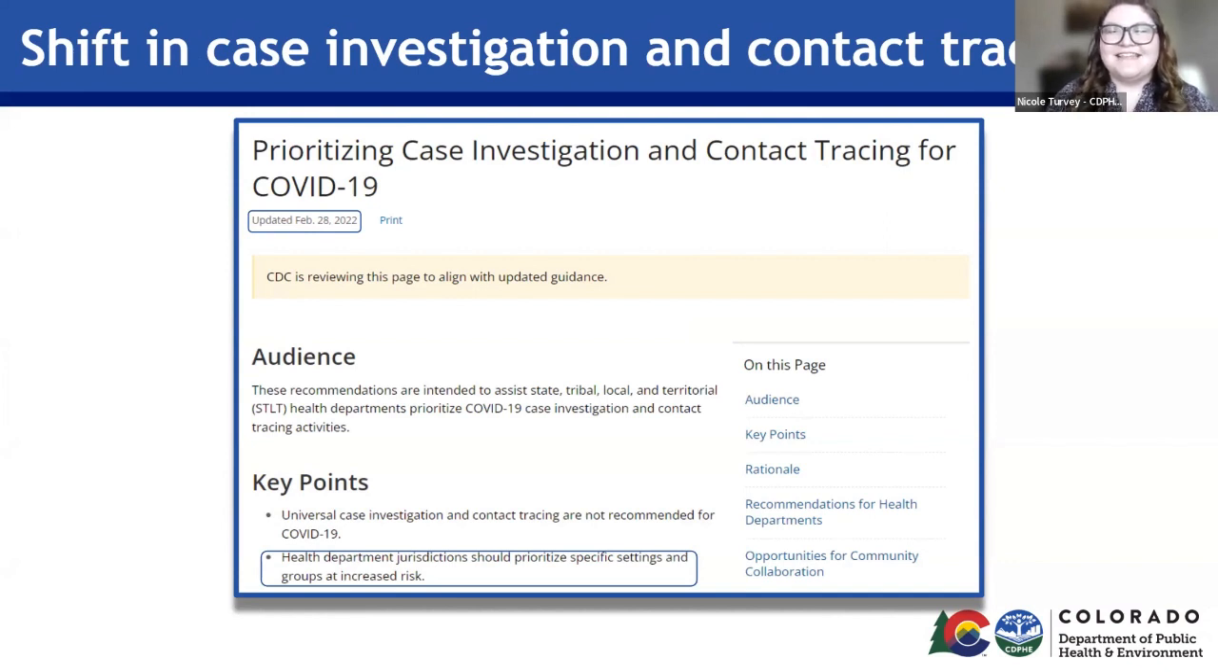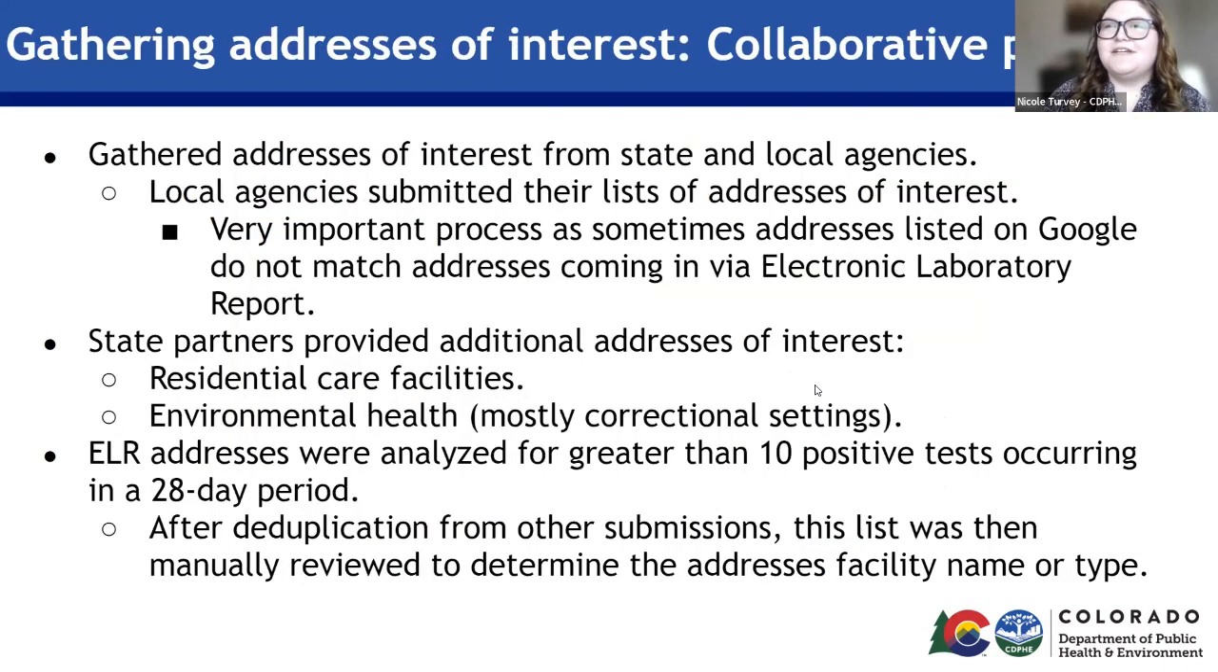And they were saying the health departments should prioritize specific settings and groups at increased risk. And I think the first question we all had was, how do I know that this person is a person at increased risk if I don't call them and ask them more about their background? Thus began the idea of gathering addresses of interest and comparing it to the addresses that we got with the electronic lab reports that are coming in.